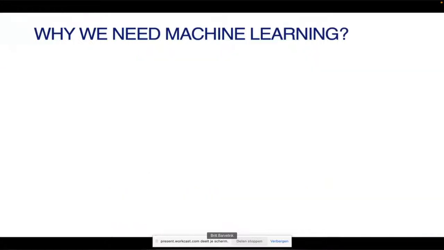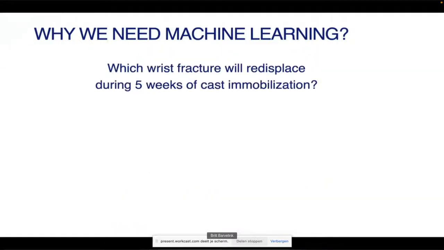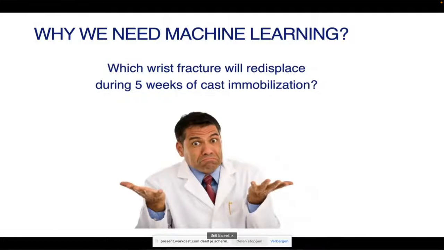So why do we need machine learning? Well, if we ask this question to a doctor, we often do this at conferences. I show doctors three cases of wrist fractures, and then I ask them which fracture will redisplace during 5 weeks of cast immobilization. We are very bad in predicting this. So the idea of our consortium was to see if machine learning can help us predict whether a fracture will redisplace or not.